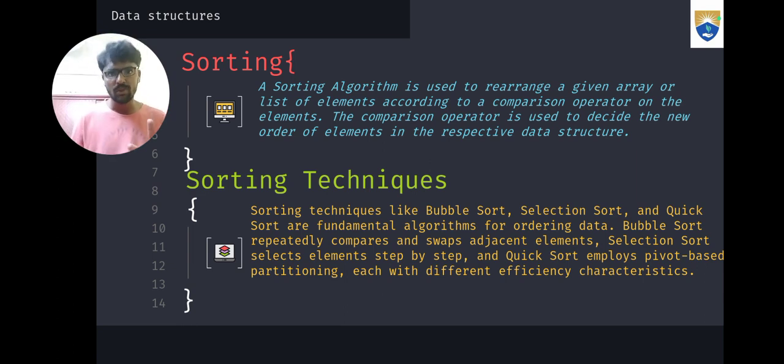If you see Amazon, you can choose which order we need to sort in, high to low price or relevancy. Those all come under sorting techniques, right? So the general definition of sorting is that a sorting algorithm is used to rearrange a given array or list of elements according to a comparison operator on the elements. The comparison operator is used to decide the new order of elements in the respective data structure, right?